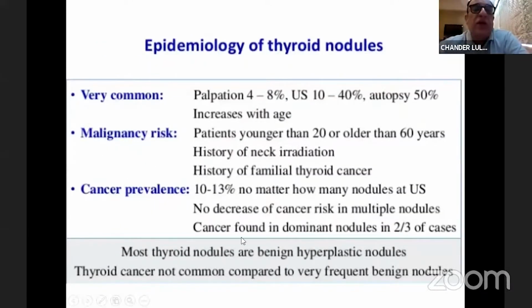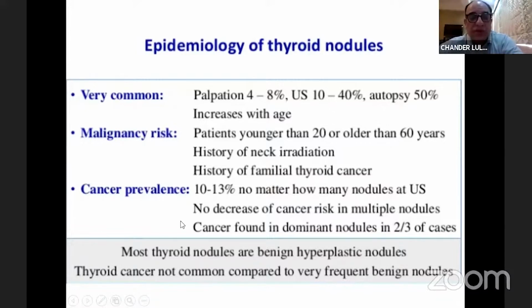Now, as Dr. Vaishali mentioned, thyroid nodules have become very common, especially since ultrasound now allows us to see that almost 10 to 40% of individuals have nodules, vis-a-vis on palpation about 4 to 8%, and this increases with age. The malignancy risk is more in the younger and in the older, and of course, if there is a history of familial cancer and neck irradiation.